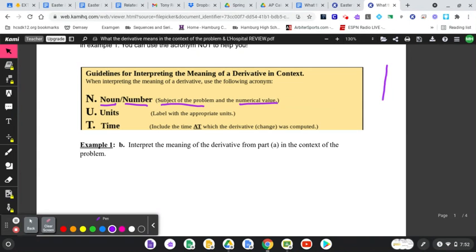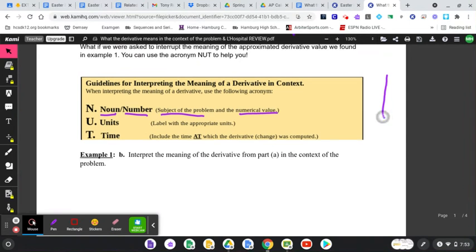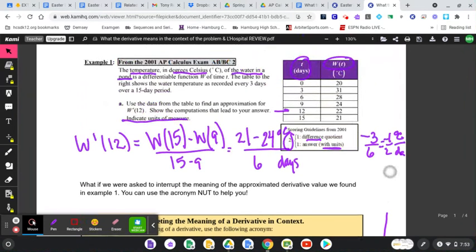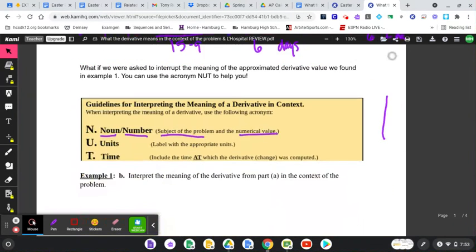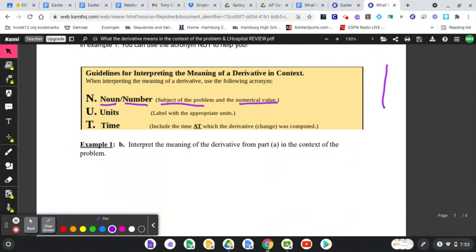And that's why I've underlined for myself what this was about. It was the temperature of the water in a pond. You're going to need the units. We can't miss that in the interpretation. Label with appropriate units and the time. Include the "at" word, at blank, okay? And that's given to you, so that's the easiest part. So interpret the meaning of the derivative from part A in the context of the problem.